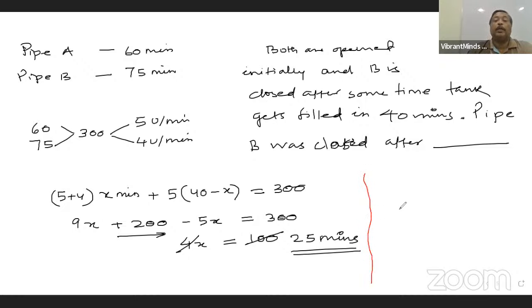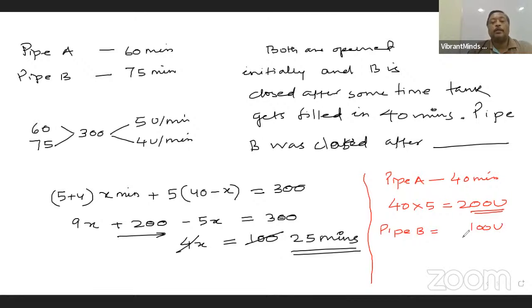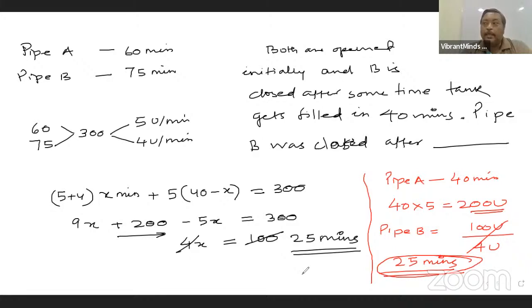Here, pipe A has worked for whole 40 minutes. So can I say 40 into 5? 200 units work has been done by pipe A. So pipe B will do how much? 100 units. And what is the rate? 4 units per minute. So how many minutes will it take? Pipe B will take only 25 minutes. So 25 minutes pipe B was opened, and after 25 minutes it was closed.